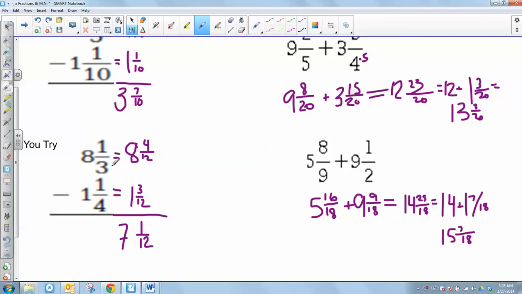Here are our answers. I've rewritten my fractions with common denominator, so my least common denominator is going to be 12. Final answer, 7 and 1/12. And down here, least common denominator is 18. I end up with an improper fraction, so I have to simplify. My final answer is 15 and 7/18.